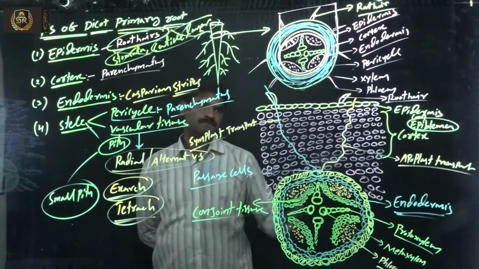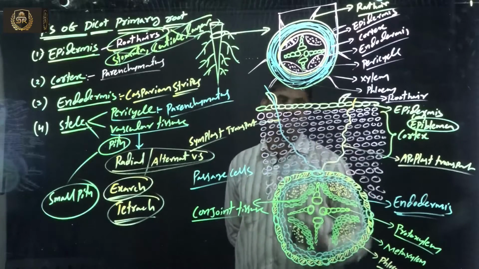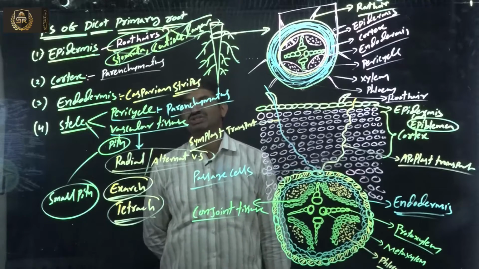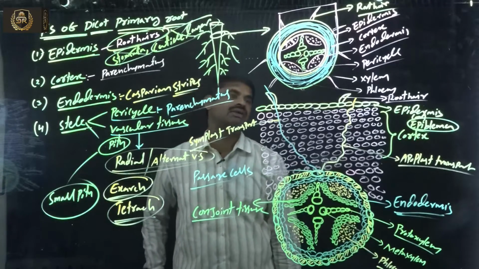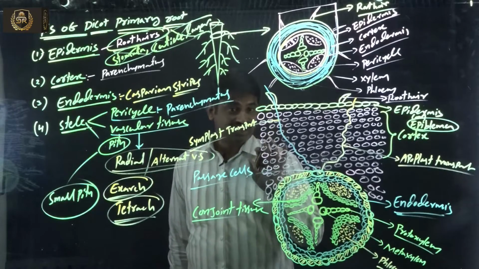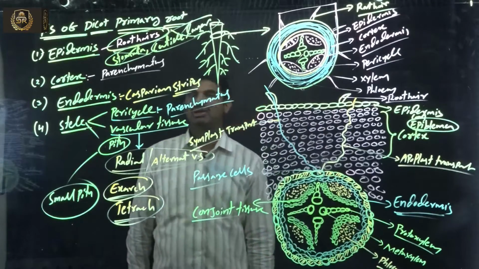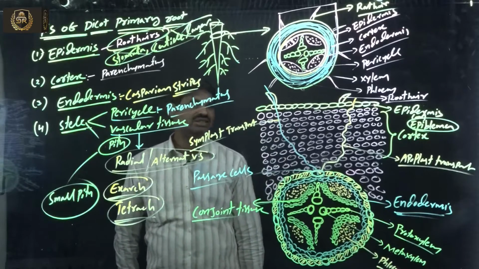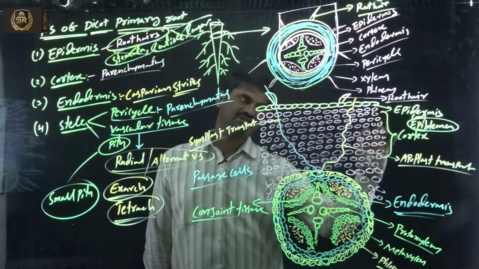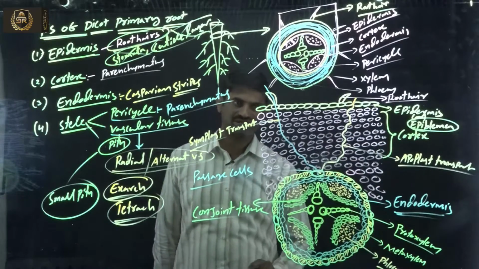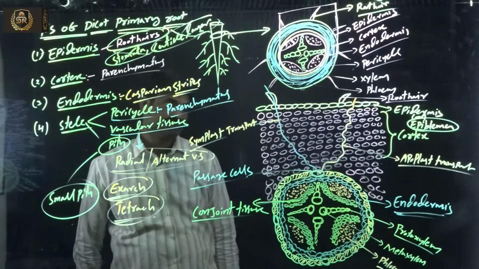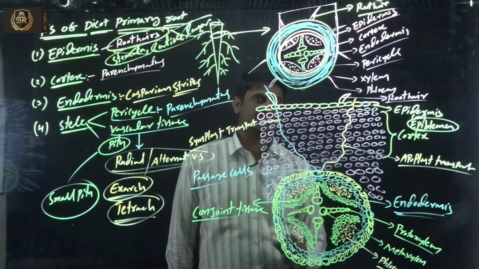Next, the second part, the largest part of the root, is called the cortex. The cortex is made up of parenchyma cells, a multicellular multiseriated structure, made up of many cells. These cells are oval shaped, and intercellular spaces are present internally.